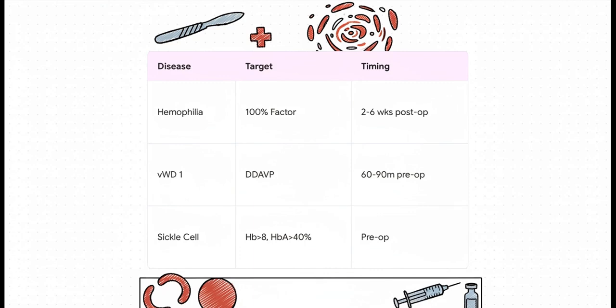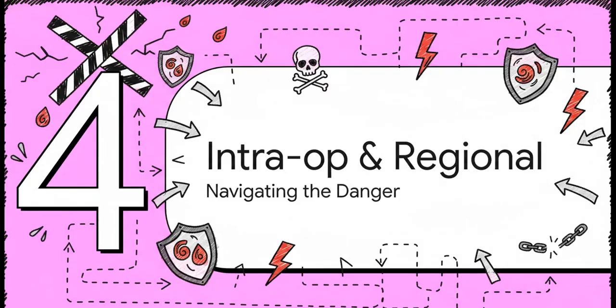For major surgery and a hemophilia patient, you want to hit exactly a 100% factor level, and you maintain that for 2 to 6 weeks post-op. For von Willebrand type 1, DDAVP, or desmopressin, needs to be given 60 to 90 minutes prior to surgery. And for sickle cell disease, you're targeting a pre-op hemoglobin greater than 8, with hemoglobin A making up more than 40%. Let's jump to Section 4, Intraoperative Care and Regional Anesthesia, Navigating the Danger Zone.